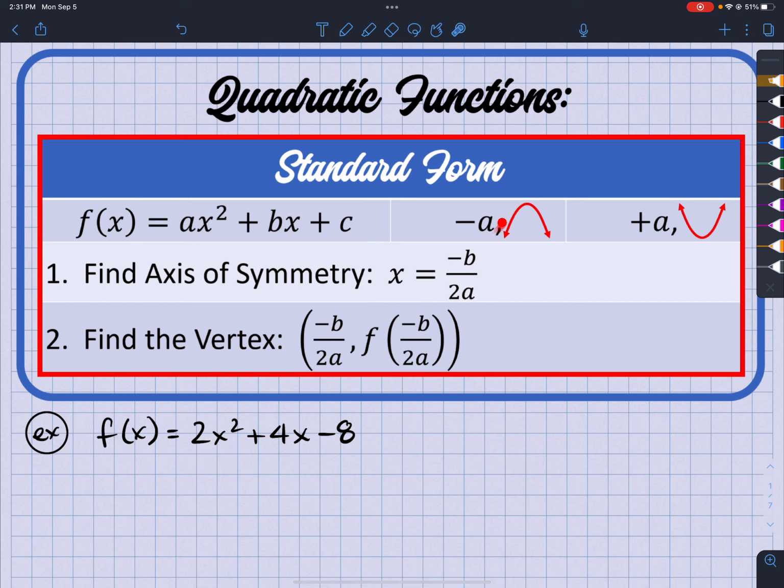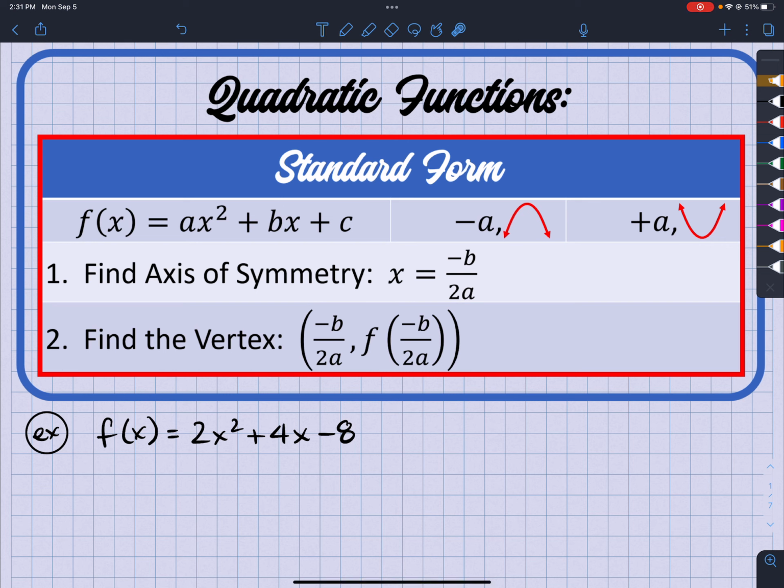So if the a was negative, then we have a frowny face, a sad face, just like negative a would do, right? And if a is positive, then we have a smiley face. Now, the other big difference is that with a smiley face, the lowest point would be called the minimum, while with a frowny face, the highest point would be called the maximum. Those two would also be considered the vertex.